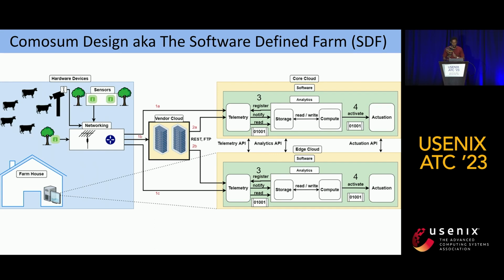two design concerns: a data plane and a control plane. Now, because of this inspiration from software-defined networking, or SDNs, Comosum also goes by the name of software-defined farm, or SDF. So, data plane and control plane.